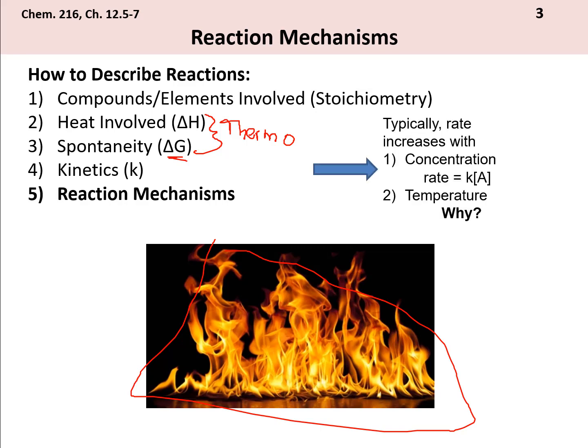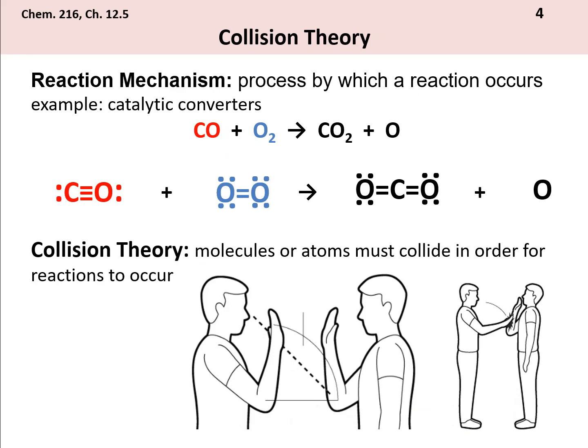And so remember when we were talking about kinetics, we said, hey, typically, if I increase concentration, my reaction rate increases. And if I increase temperature, my reaction rate increases in speed. Why is this? It's because of reaction mechanism. Okay, so what is reaction mechanism? Reaction mechanism is the process by which a reaction occurs.